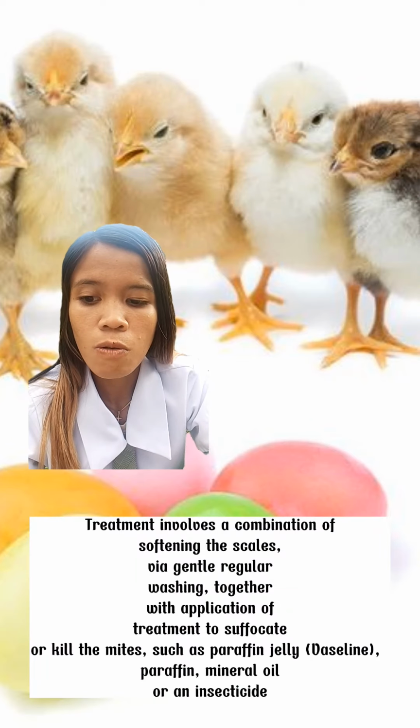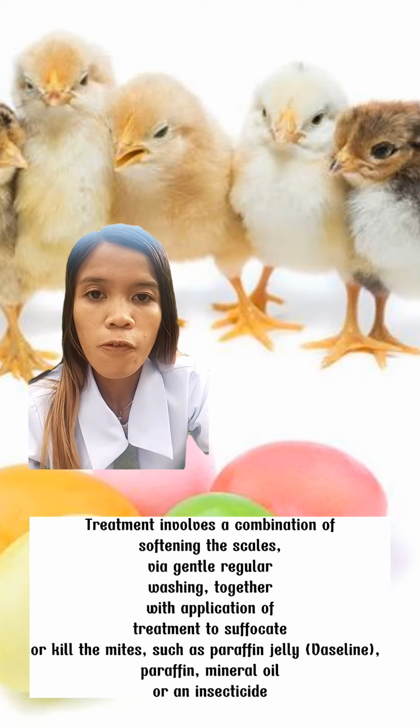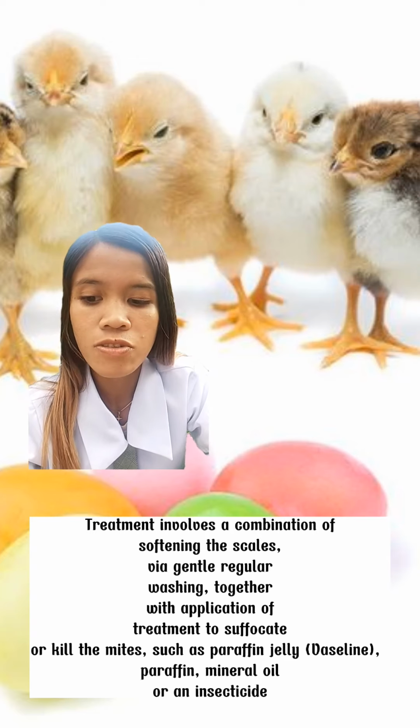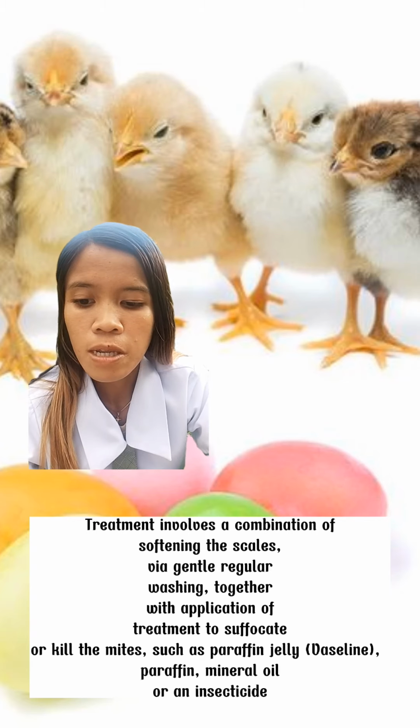To treat the birds that have scaly leg mite, the scales must be softened, with regular washing so that the feet and legs will be clean, and by using a suffocant in order to kill the mites. Examples of suffocants are paraffin jelly, paraffin, mineral oil, or an insecticide.